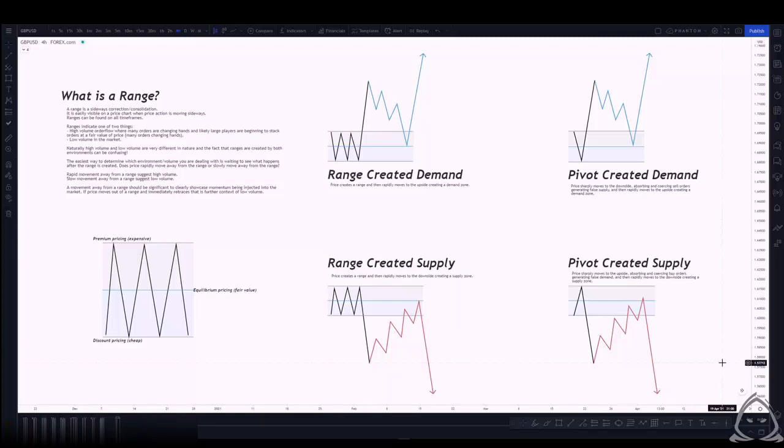A movement away from a range should be significant to clearly showcase momentum being injected into that market. We're trying to identify when large orders are being placed into the market, so we should see a rapid expansion away, whether it's up or down.